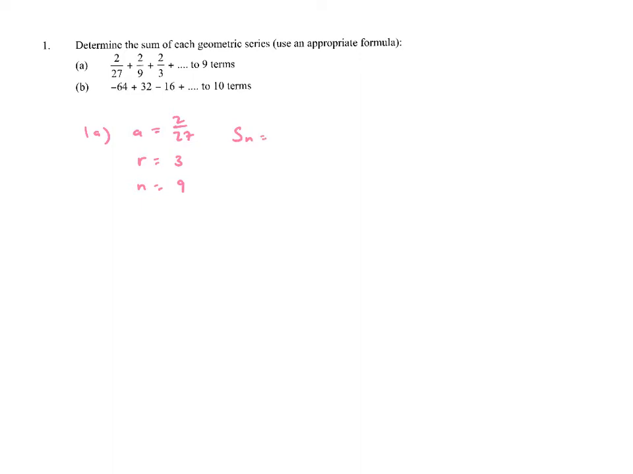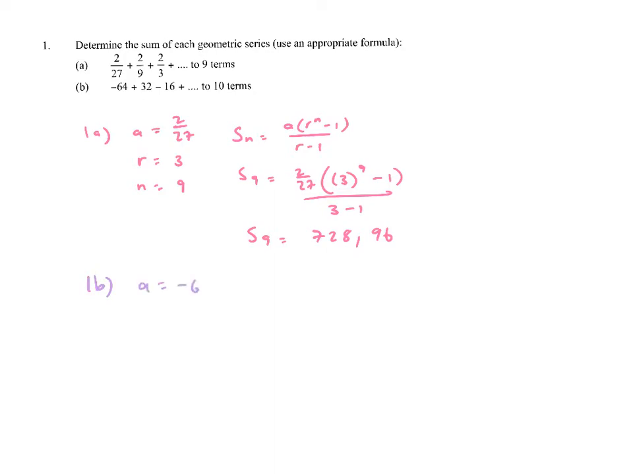Therefore, Sn is equal to a(r^n − 1)/(r − 1). So the sum of the first 9 terms is equal to 2/27 times (3^9 − 1) over (3 − 1). You put that in your calculator, and the sum of the first 9 terms is equal to 728.96.